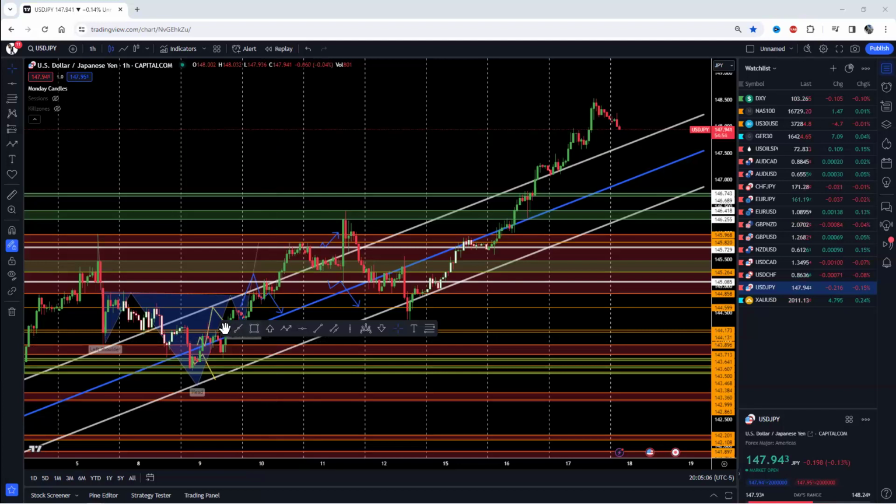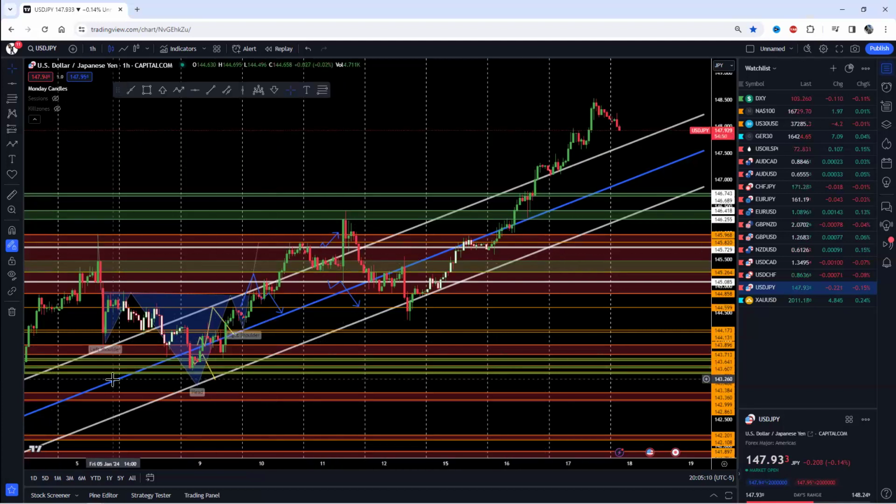The last few weeks, we've been talking about trends and channels. And we've been speaking about how to find entry points off of regular support and resistance zones and channels. Okay. Let's do a different pair today.